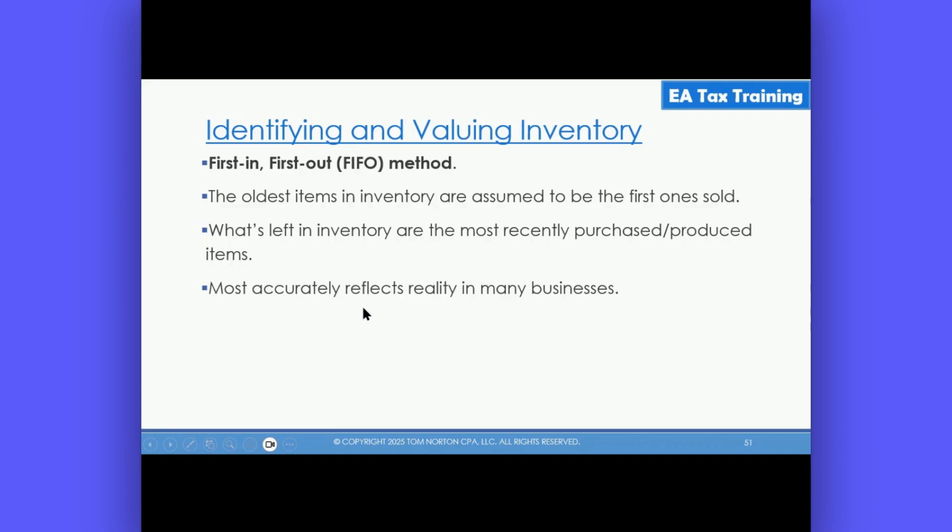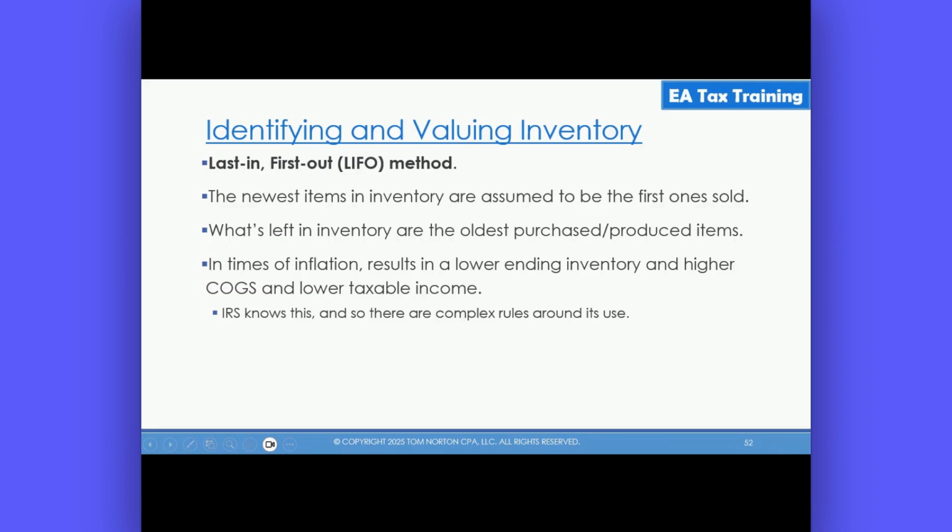So if you're selling hammers, it would be the most intuitive to think, okay, I've got all these hammers. I bought some of them 3 months ago, some of them 2 months ago, some of them 1 month ago, or whatever. I'm just going to assume that the hammer I sell today is one of those that I bought 3 months ago. So that's it. First ones I purchased are the first ones I sold. First in, first out.